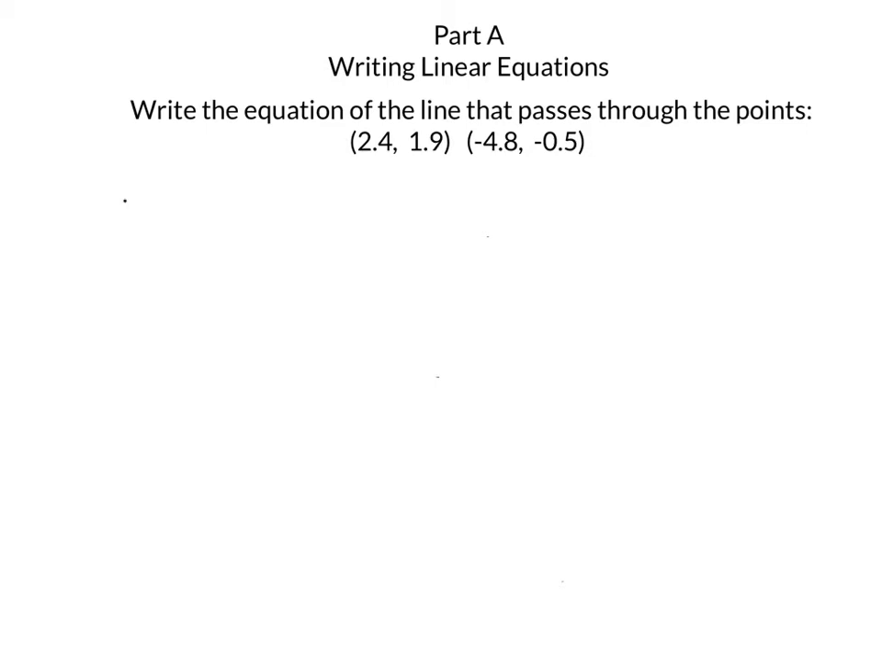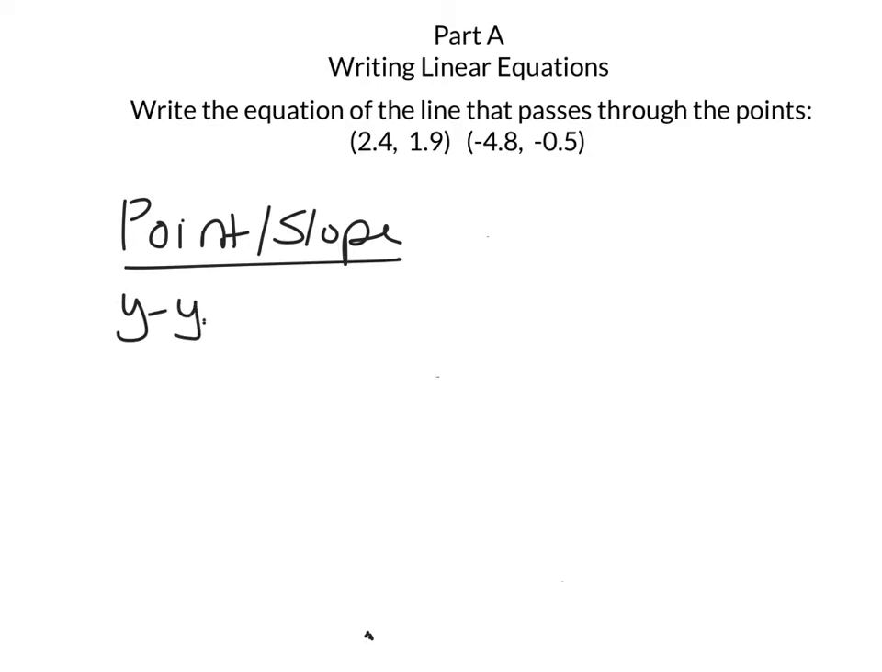One of those is what we call point-slope form, and point-slope form looks like this. y minus the y value of a point is equal to the slope, which we use m to represent slope, times x minus the x value of a point. So let's start by finding m, the slope.